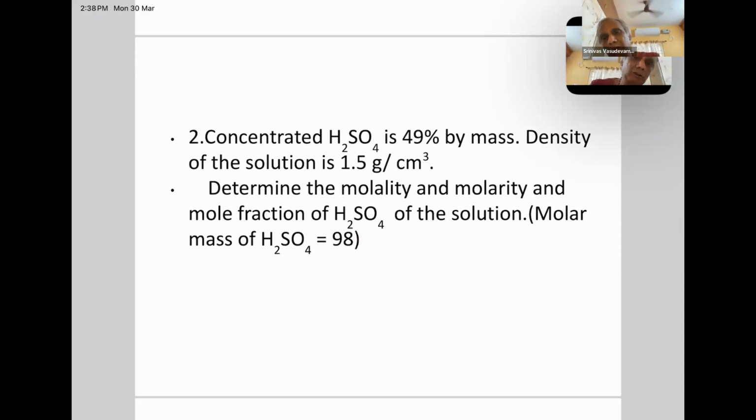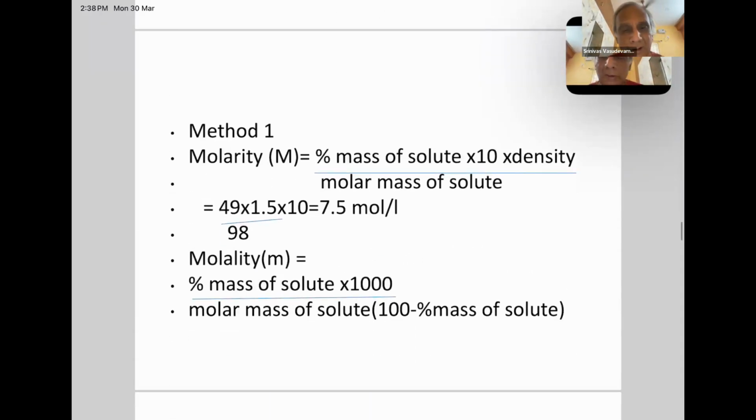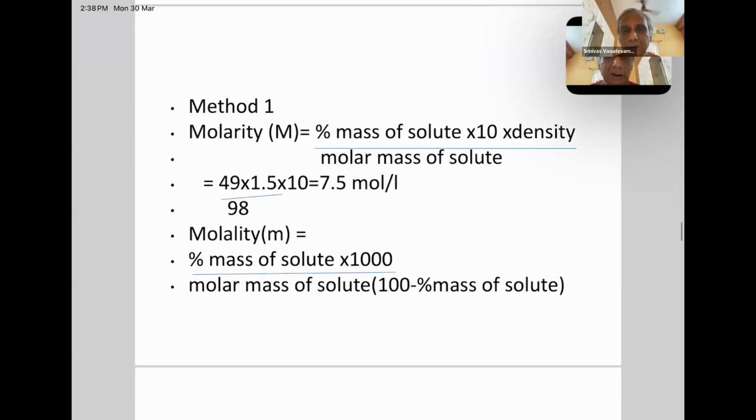Sometimes molecular mass will not be given to you in the exam because the atomic masses of hydrogen, sulfur and oxygen are known to you. First method, using the formula. Molarity is percentage mass of solute divided by molecular mass of solute into 10 into density. So 49 by 98 into 1.5 into 10, that is 7.5 mole per liter.